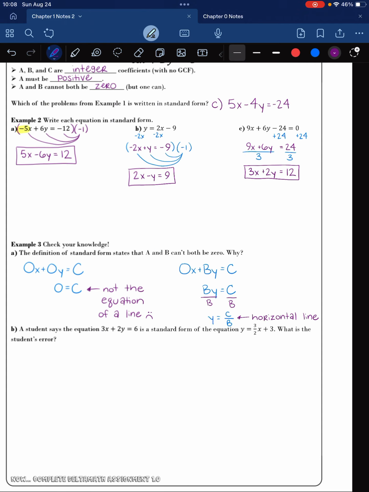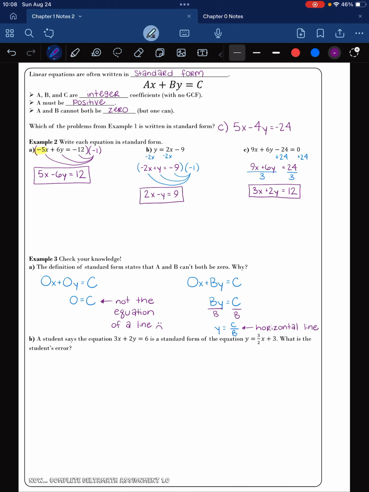Okay, similarly, I don't really have room, so I'm just going to talk about it. If I let b equal 0 and I had ax equals c, I would end up with the equation x equals c over b. And y equals is a horizontal line, so I bet you can guess x would be a vertical line. So it is still the equation of a line there. Okay, so that's why one of them can be 0, but both of them can't, because it's just not the equation of a line anymore.